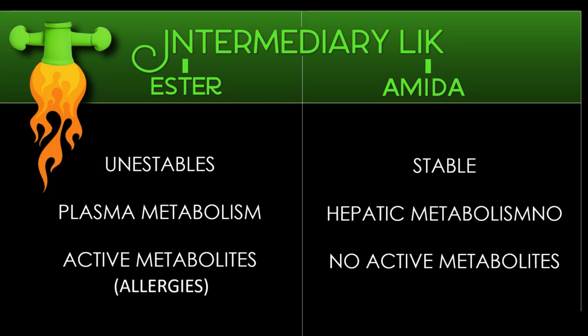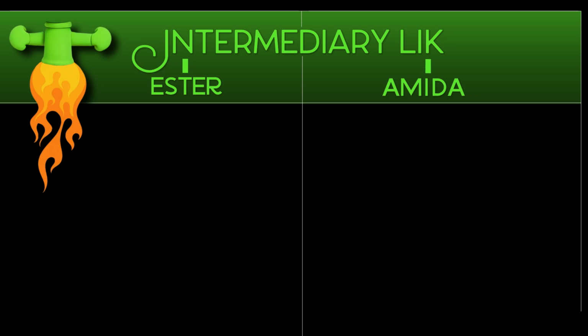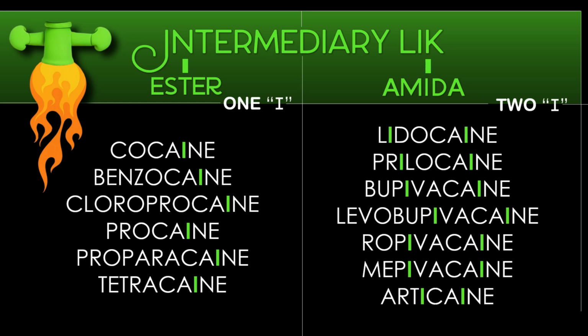Those in the ester family are considered more unstable drugs and are metabolized by plasma esterases, which release a series of free active metabolites that can cause allergies associated with these drugs. Conversely, amide family drugs exhibit enhanced stability, relying on hepatic metabolism and renal excretion. This metabolic pathway precludes the production of active free metabolites, thereby mitigating the risk of allergies. To ensure accurate drug classification, we can adhere to the nomenclature system that utilizes the number of vowels, I, contained in each drug. Therefore, all esters contain only one I, while amides contain two.